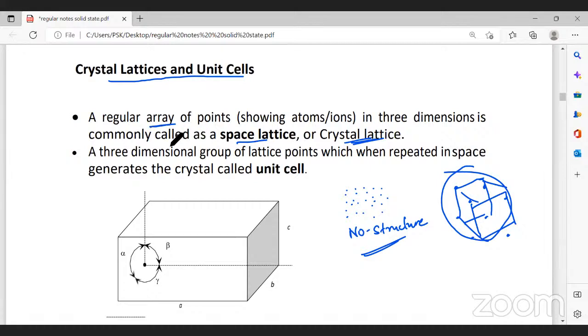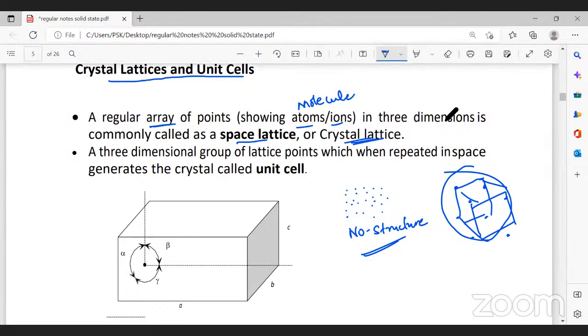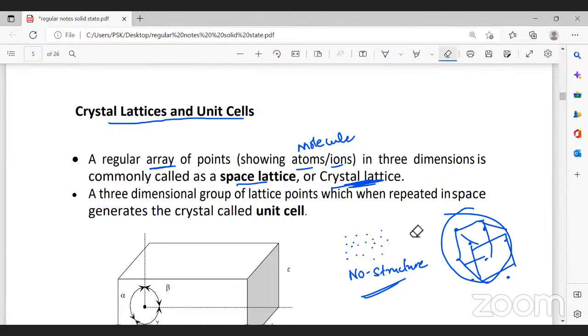So, a regular, orderly arrangement of points. Points can be an atom or an ion. It can also be a molecule, if it's a molecular solid. The orderly or regular arrangement of points in 3 dimensions is commonly called a space lattice or crystal lattice. I hope you understood the definition of crystal lattice or space lattice. Yes or no? Yes, sir. Now, the next is an important definition for your regular exams.